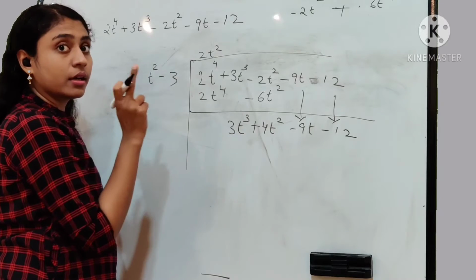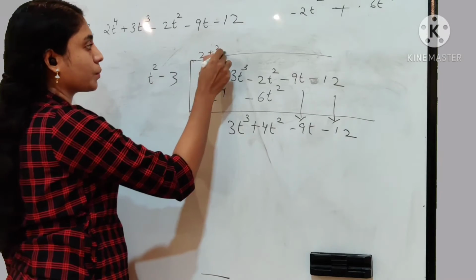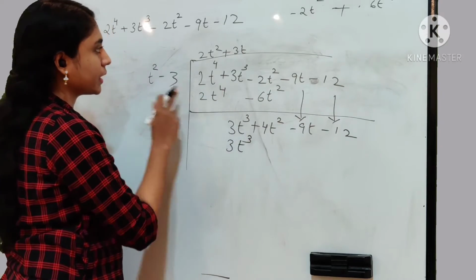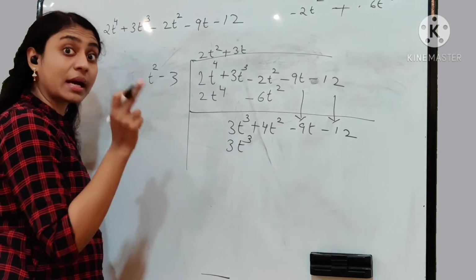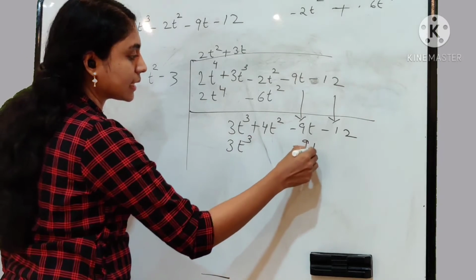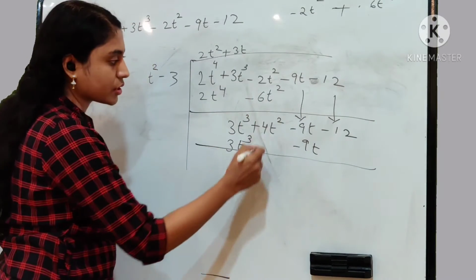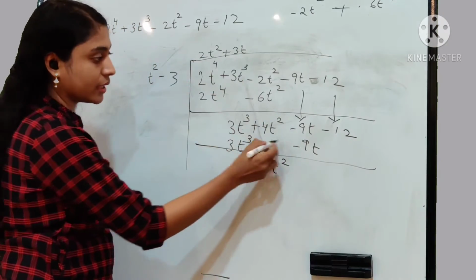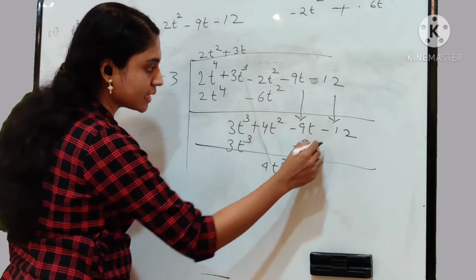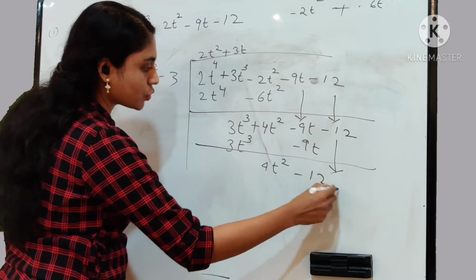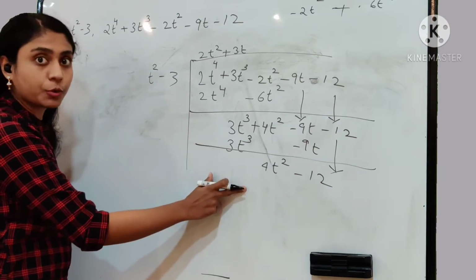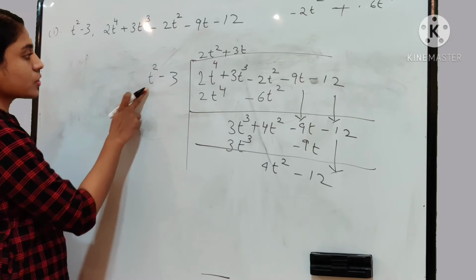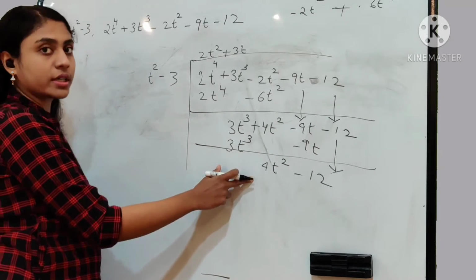So t square into 3t it is 3t cube. So plus 3t into t square it is 3t cube. Then minus 3 into 3t it is minus 9t. So write it under the t term. Do the subtraction. So here it becomes 4t square minus 9t. Here it becomes plus, so it gets cancelled. The t term gets cancelled. Then minus 12. Now again we can perform the division because the degrees are equal. t square, t square. So t square into 4 it is 4t square, right?